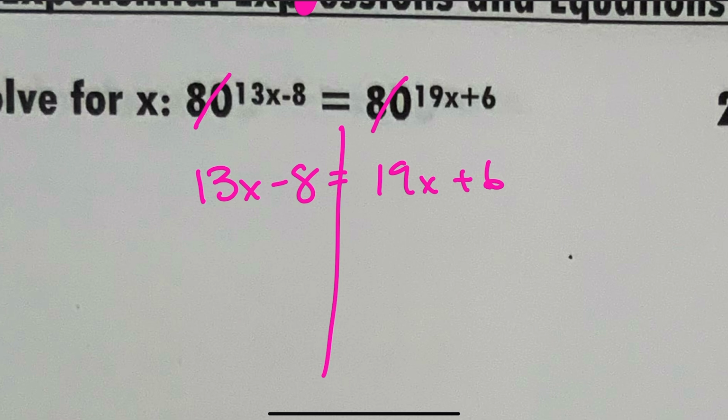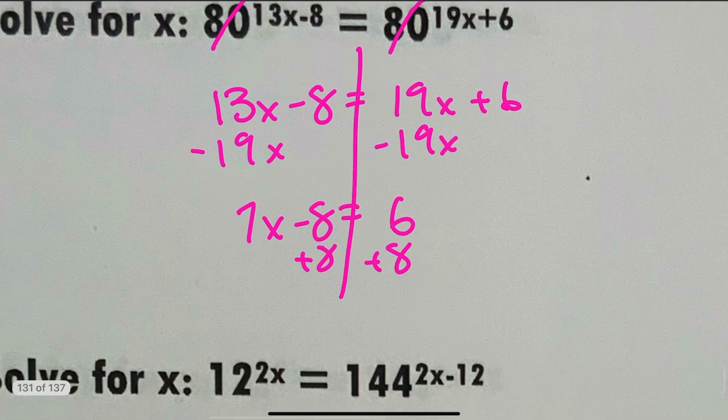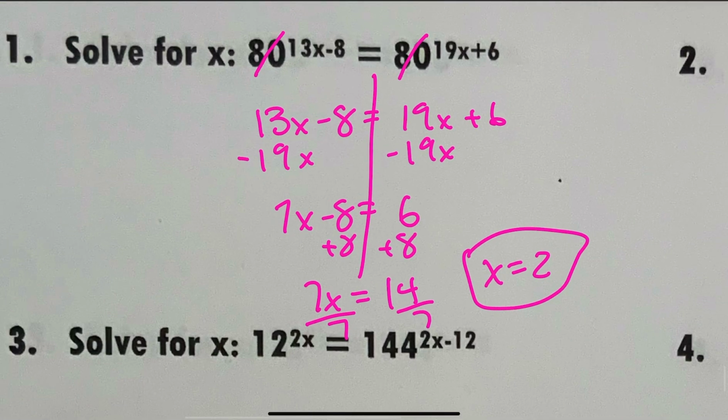So I could do minus 19x, and I would get 7x minus 8 equals 6, and then I would solve by adding 8, yada yada. 8 plus 6 is going to be a number 14. And then divide by 7, so then x will equal 2, right? We all know how to solve. I've seen your solving skills. It's just that now we got to think about our exponents and our bases, okay?